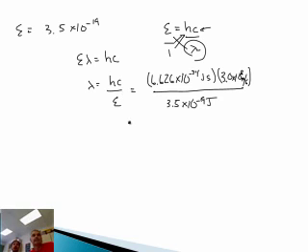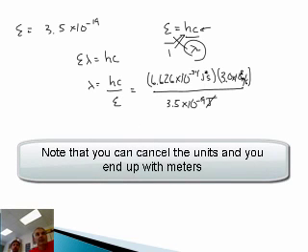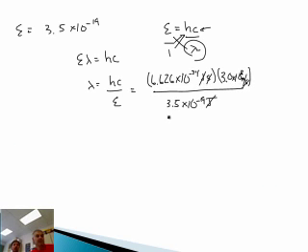Now let's look. Can we cancel the units real quick and see what units are going to be left? The joules will cancel, and you see the seconds, one's on top and one on the bottom, so we're going to end up with meters. Meters, and that's what you need your wavelength to be in.